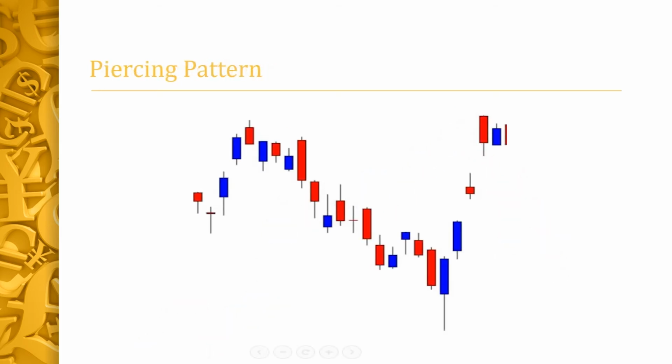For the piercing pattern, it is the opposite of what we saw in dark cloud cover, and we have a downtrending market. We have a strong bearish candle here, and the day after, as you see, the market gapped down, opened below the low of the previous day, traded all the way down to here, and then pushed back up and closed above the 50% range of this body, almost about 80% of the previous candle, and started gapping up and trending higher.